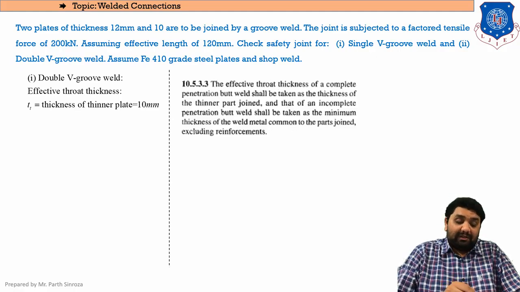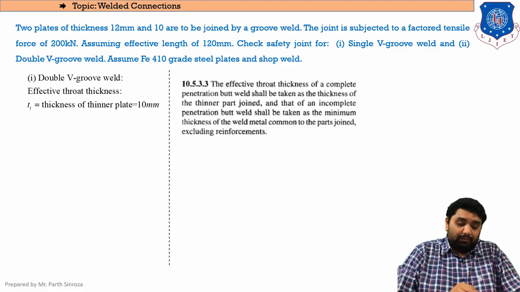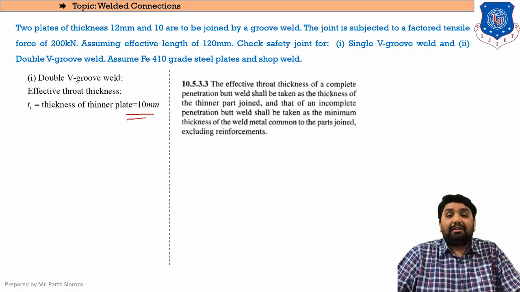So on page number 79, you need to refer to clause 10.5.3.3. Here you can see it is mentioned the effective throat thickness of a complete penetration butt weld. Complete penetration butt weld means a double V or double U groove. Clear? It is only mentioned for double. For single V or single U, it is not mentioned in our IS code. It is said that it shall be taken as the thickness of the thinner plate. So Tt here will be equal to the thickness of the thinner plate. As we can see, the thickness of the thinner plate is 10 mm, so Tt here will be 10 mm.